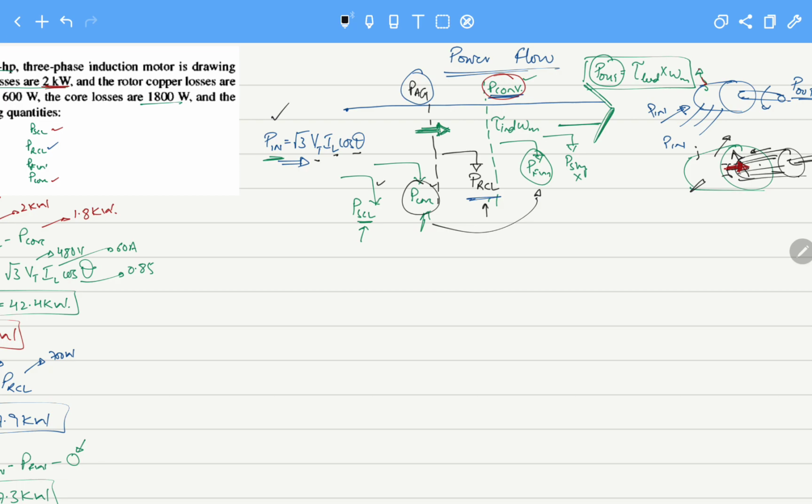Then we can easily find out the air gap power for our motor. Now to find the converted power, there is a formula: P converted, or P mechanical, the electrical power converted to mechanical power, is actually (1 minus S) times the air gap power. So if we have the air gap power and we know the slip, we can calculate the converted power, and from the converted power, if we subtract our rotational losses, we will get the output power.